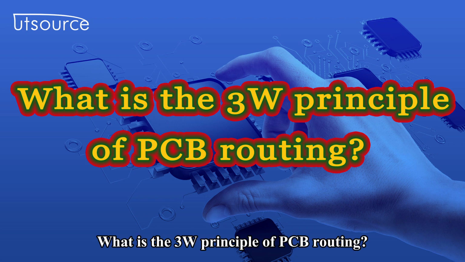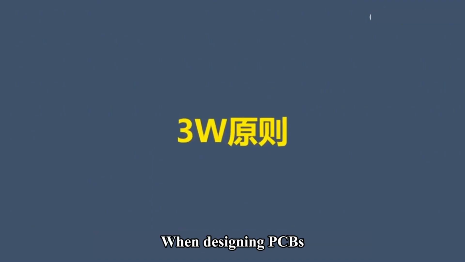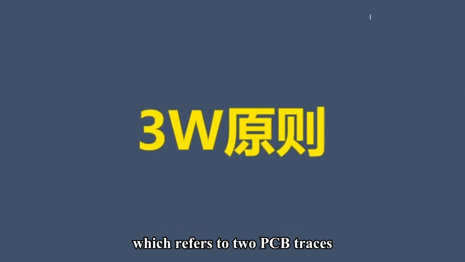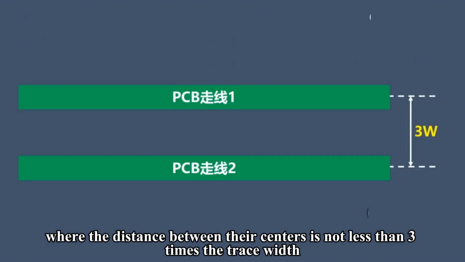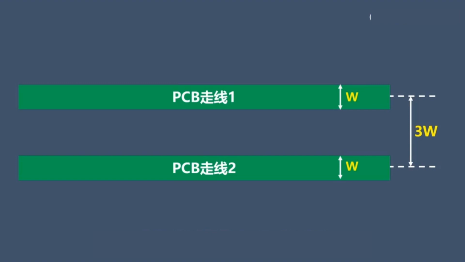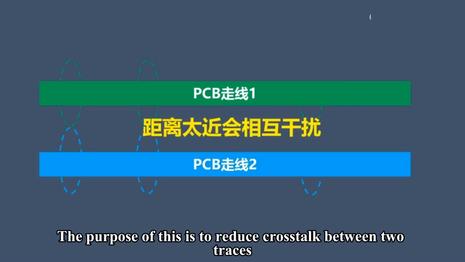What is the 3W principle of PCB routing? When designing PCBs, we often talk about the 3W principle, which refers to two PCB traces, where the distance between their centers is not less than 3 times the trace width. This W refers to the width of the PCB trace. The purpose of this is to reduce crosstalk between two traces.